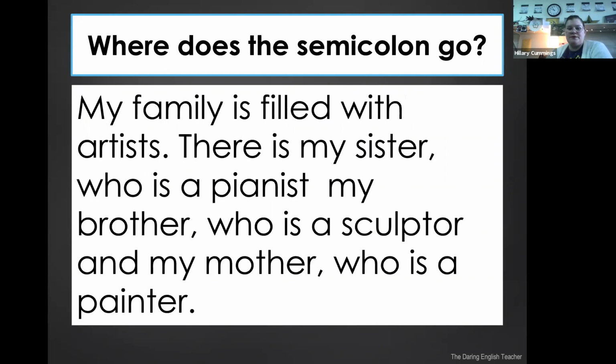There we go. My family is filled with artists. There is my sister, who is a pianist, my brother, who is a sculptor, and my mother, who is a painter. We've got a complex list here. So we're going to add those semicolons where we have the complex list.